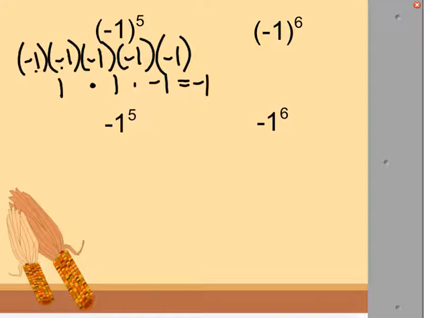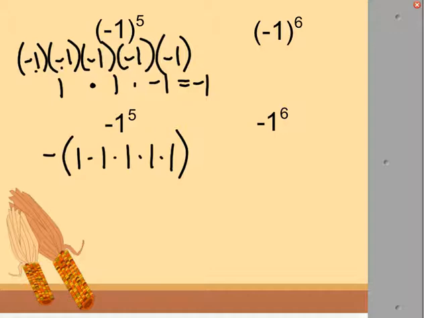But if we go down to the one beneath it, we don't have any parentheses. What this is actually saying is that I am going to take negative 1 times 1 times 1 times 1 times 1. The 1, not a negative 1, is being multiplied by itself.